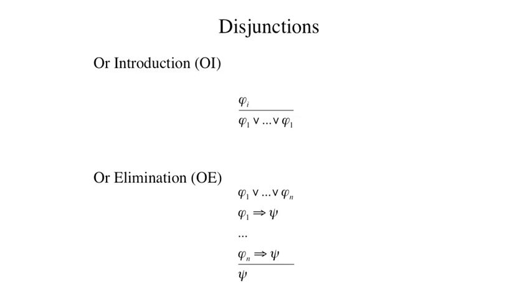Or elimination is a little more complicated than and elimination. Since we do not know which of the disjuncts is true, we cannot just drop the operator. However, if we know that every disjunct entails some sentence, then we can infer that that sentence is true, even if we do not know which of the disjuncts is true.